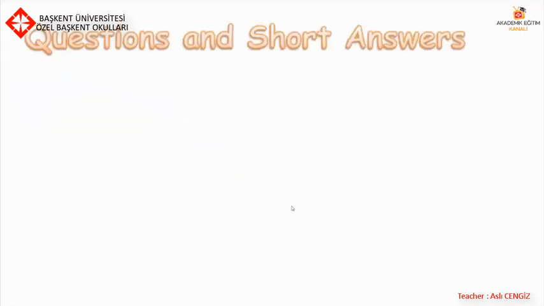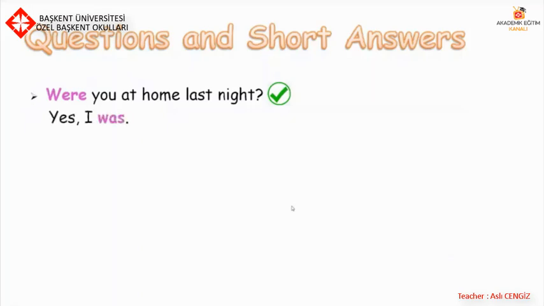Now let's see how we can ask questions and give short answers with was and were. Were you at home last night? We need to give a positive short answer. So, yes, I was.